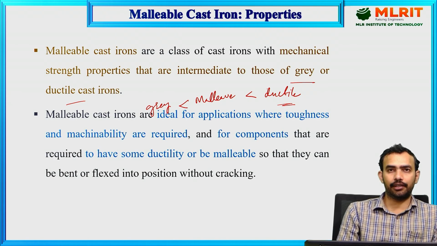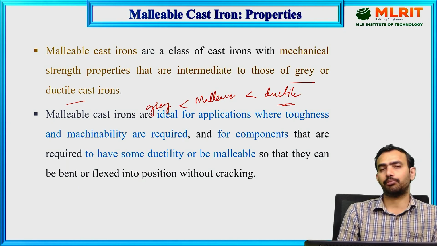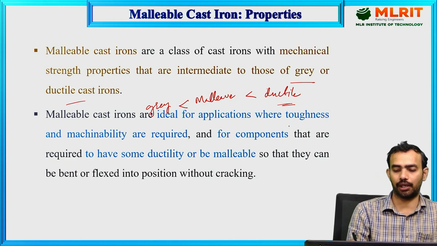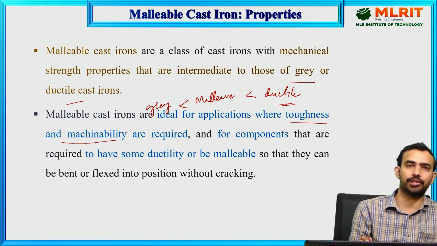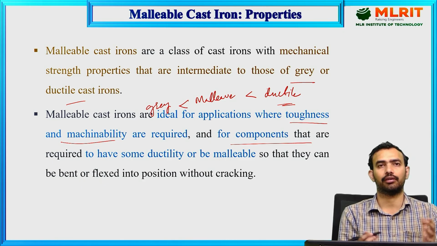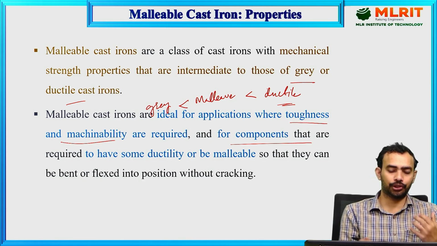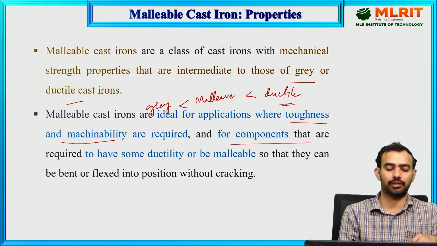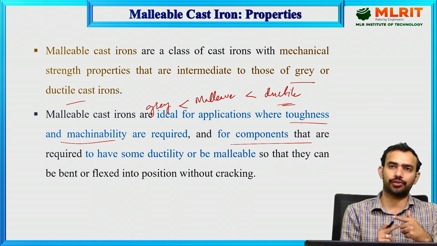Malleable cast irons are ideal for applications where toughness and machinability are required. So if we require toughness in addition to the machinability properties, then we can go for malleable cast iron. For components that are required to have some ductility or malleability, so that they can bend or be fixed into position without any cracking, malleable cast iron is required. If you are seeking good strength, good toughness, good machinability, and little flexibility, then your option could be malleable cast iron.